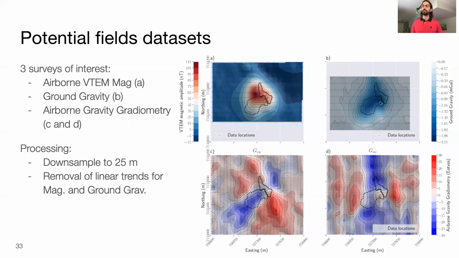This is a gravity data set, very similar to what we got in the synthetic, except for that northern extension here that is not explained by the pipe. And we're going to see how that affects our approach here. And we also have an airborne gravity gradiometry data set that we also include. So now I have three geophysical surveys that I'm inverting all together.